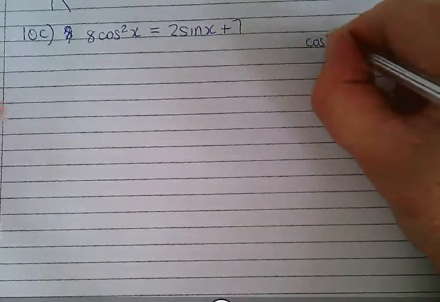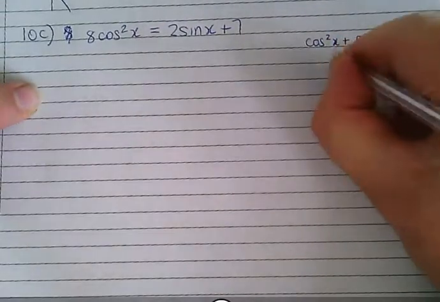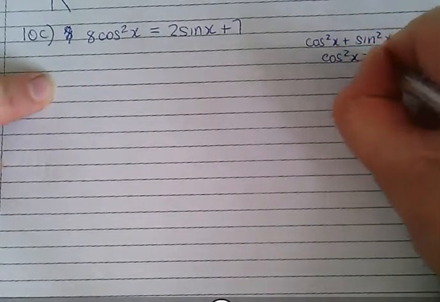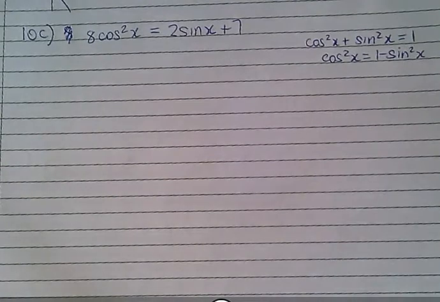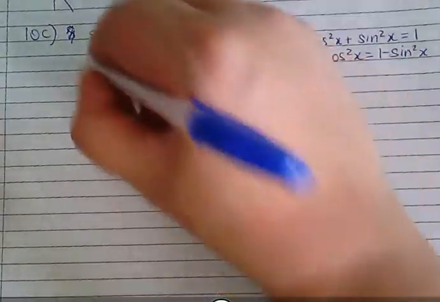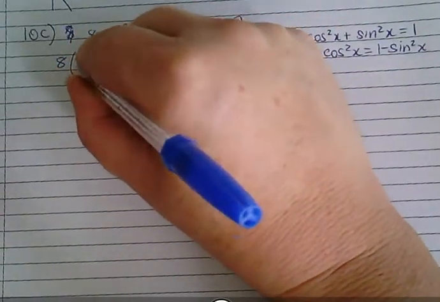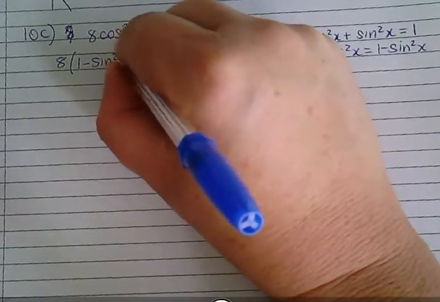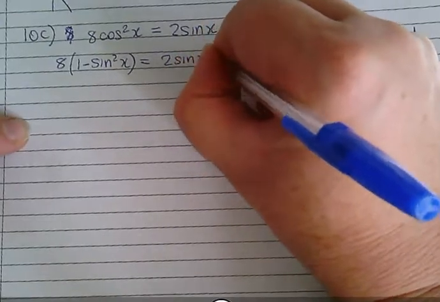So cos squared x plus sin squared x equals 1. Therefore, cos squared x equals 1 minus sin squared x. So we are replacing cos squared x with 1 minus sin squared x. What do I have to include? Do I just write it next to it, or do I put something there? Brackets and 8. 8 times (1 minus sin squared x) equals 2 sin x plus 7.